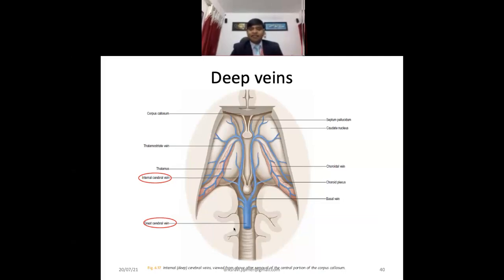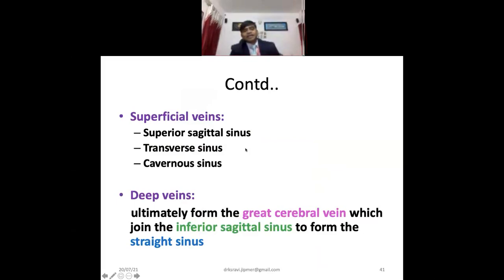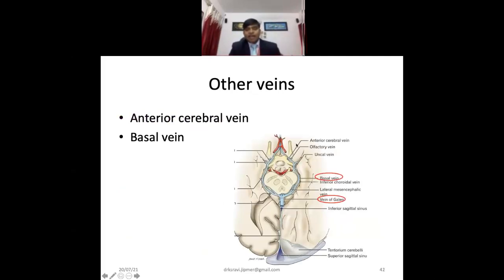Now, just to summarize, the superficial veins will drain into the superior sagittal sinus, the transverse sinus, and the cavernous sinus, right? The deep veins will ultimately form the great cerebral vein, which will join the inferior sagittal sinus to form the straight sinus. Over here, you can appreciate in this diagram, this is the anterior cerebral vein. The beauty of this anterior cerebral vein is that this is the only vein in the brain which will follow the corresponding artery. You can appreciate over here, this is the anterior cerebral artery. So it runs around the corpus callosum and drains part of the medial surface of the cerebral hemisphere.